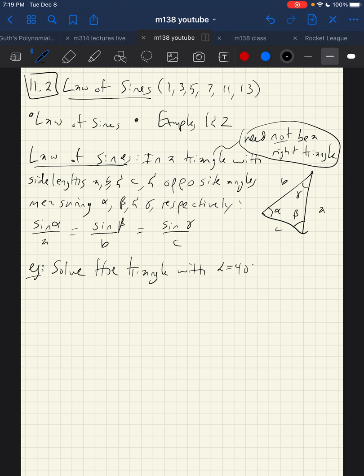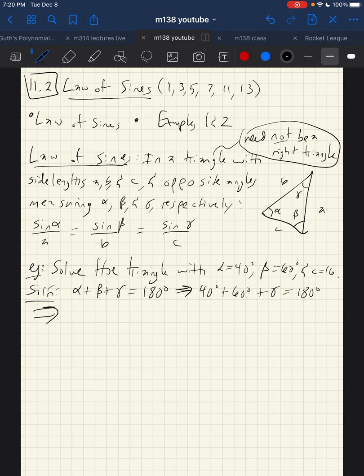With alpha equals 40 degrees, beta equals 60 degrees, and c equals 16. Okay, so the solution. One thing to remember is that in any triangle in the plane, alpha plus beta plus gamma equals 180 degrees. If I plug in alpha and beta, I have 40 degrees plus 60 degrees plus gamma equals 180 degrees. Basic mathematics, I subtract 100 degrees from both sides, and that gives me gamma equals 80 degrees. So it's just some straightforward arithmetic.